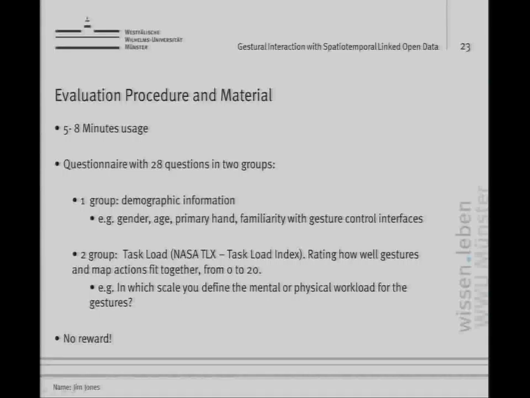We gave a questionnaire with 28 questions divided in two groups. The first was just demographic information like gender, whether they're left-handed or right-handed, and whether they're familiar with any control interface or console like the Wii. And the second group of questions used the NASA TLX, which is a subjective workload assessment tool for assessing operators.